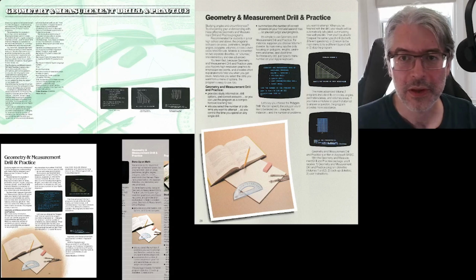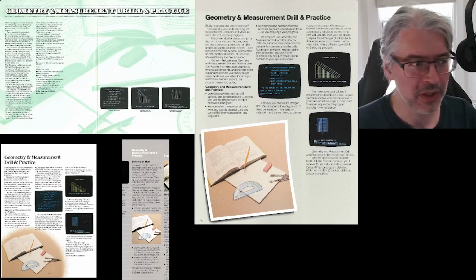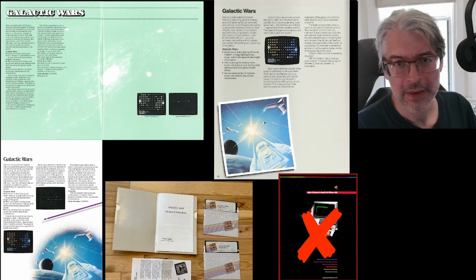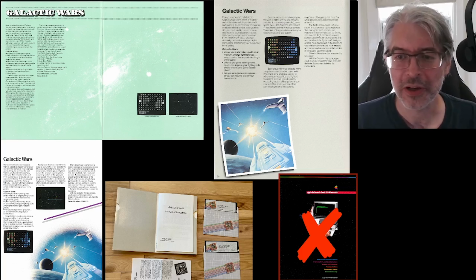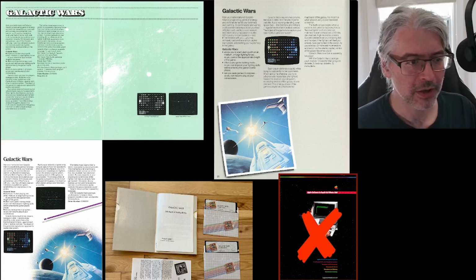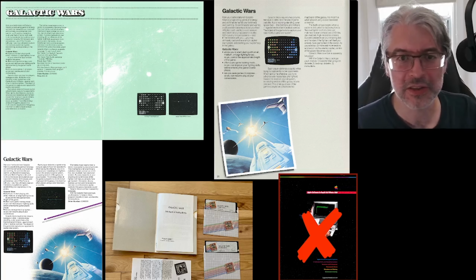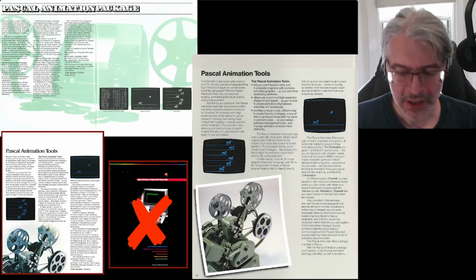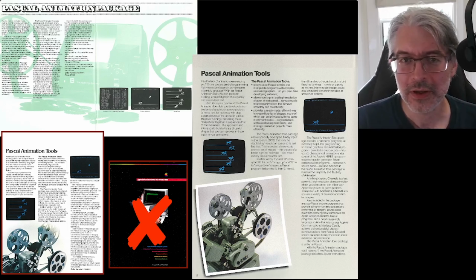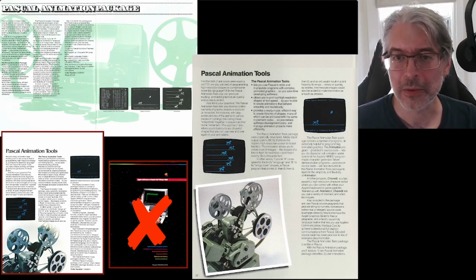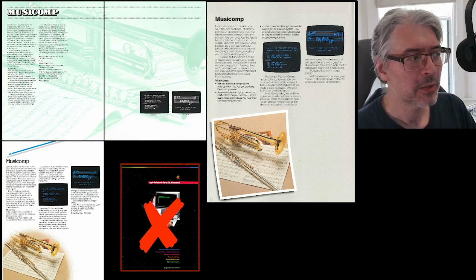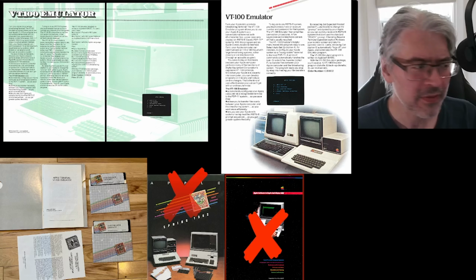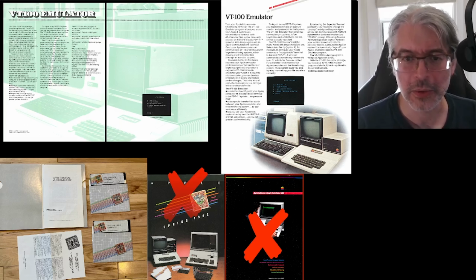So Geometry and Measurement, Drill and Practice, that one lasted forever. Galactic Wars was a game that was in several of the catalogs, but was gone by the last fall winter 82 catalog. So that's what the little X is supposed to mean. The Pascal animation package was also gone by then, and so on and so forth. Music Comp. The VT100 emulator left the catalog even earlier, and I've got a little picture there in the corner of what this looks like.